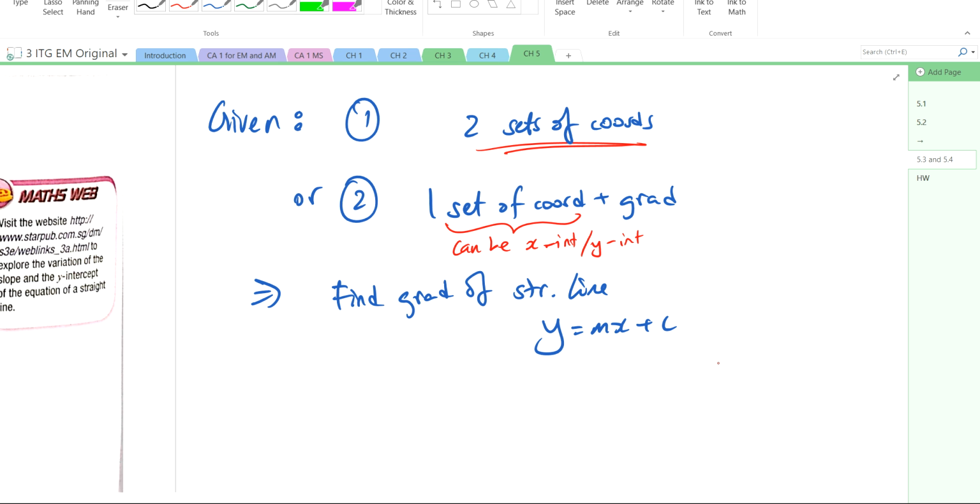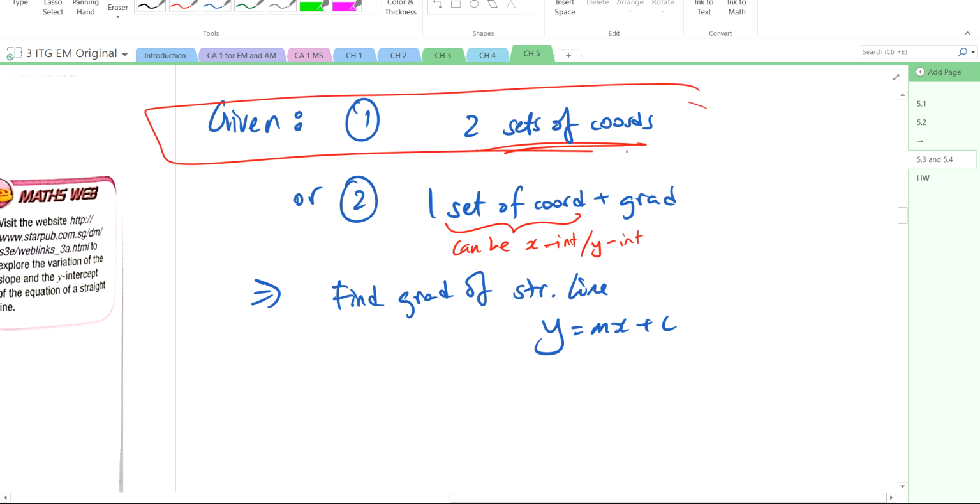Okay, let's take a look at option number 1. Let's say I'm given two sets of coordinates. Are you able to find the gradient? Yes, you can find the gradient. So m is not a problem. Once you manage to find the gradient, are you able to find the y-intercept, if it is not given?